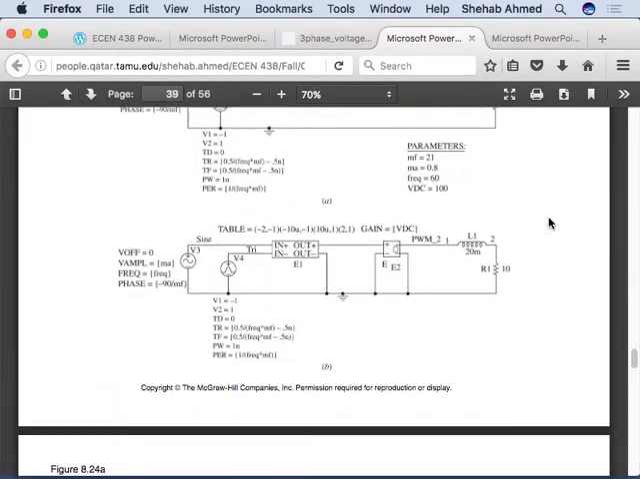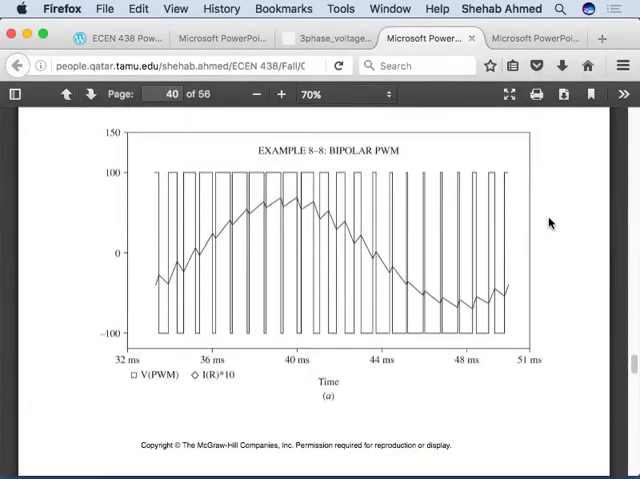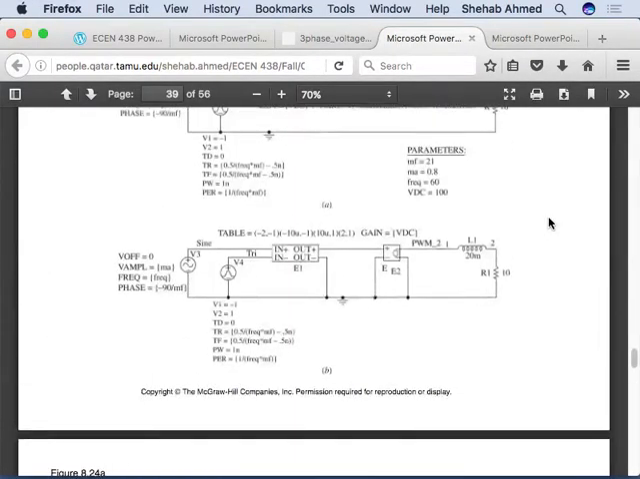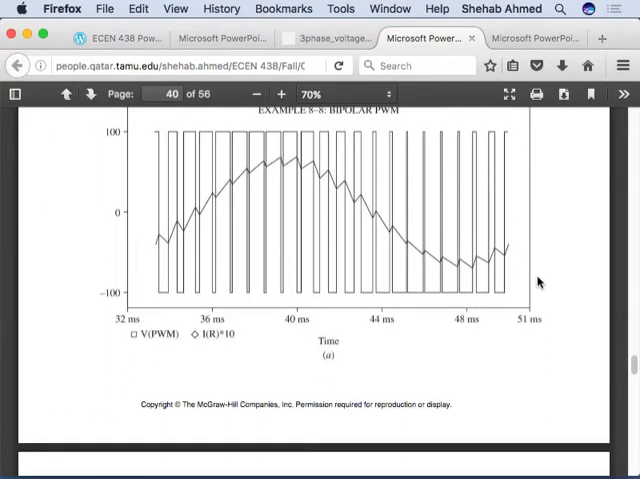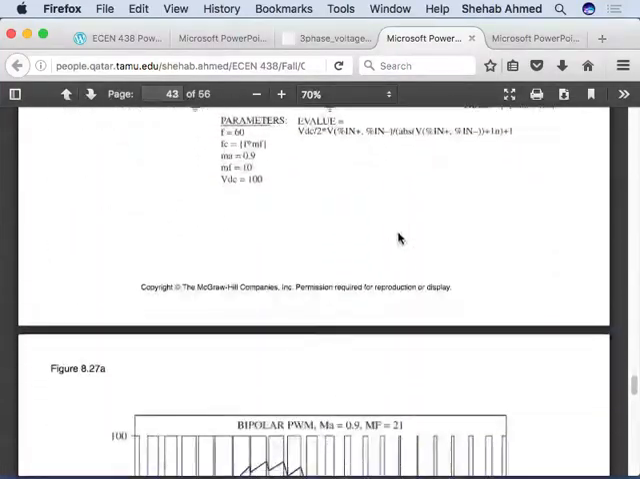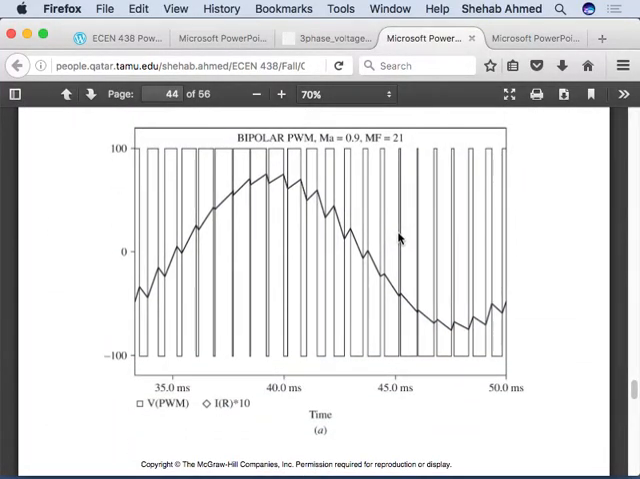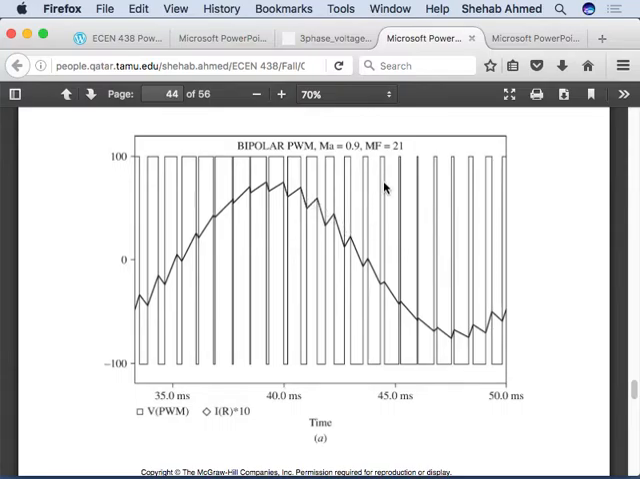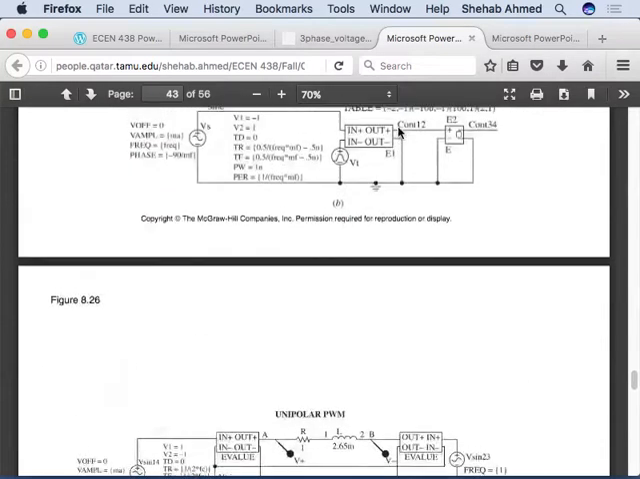Okay. So that being said, here they show some simulations for bipolar PWM. Again, the output is oscillating between plus VDC and minus VDC, and you see the harmonic content in the current waveform. Then they do the same for, I think, the unipolar PWM. Now this is also bipolar, but here, what did they do? They made the amplitude modulation index 0.9, and the frequency modulation index 21. How about the previous case?